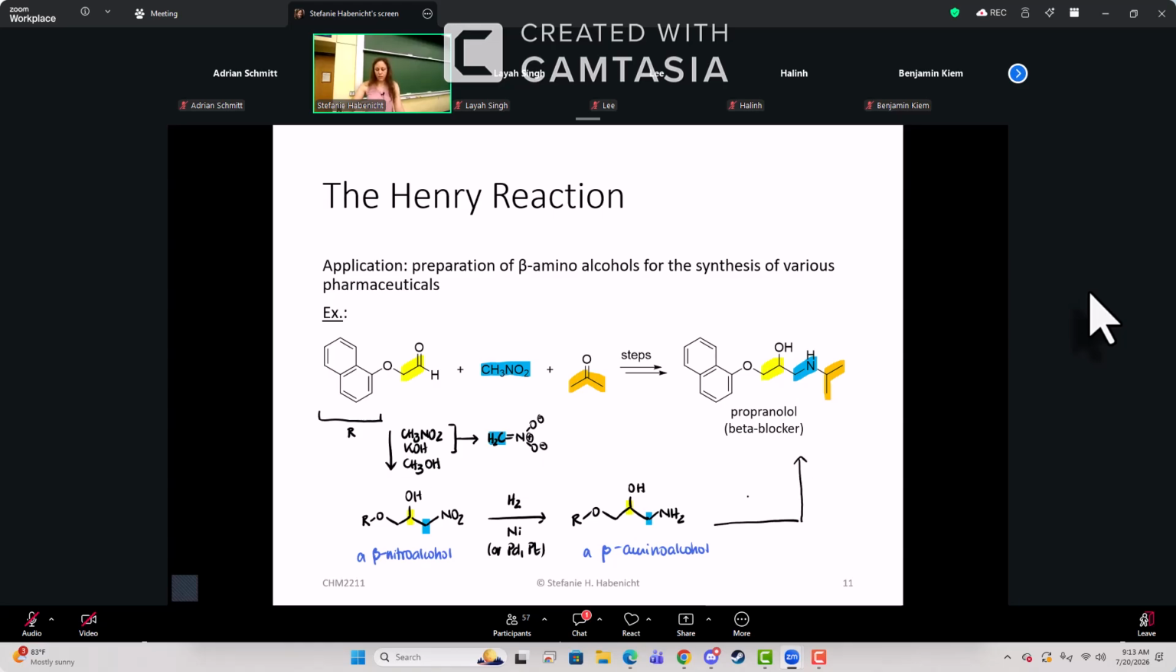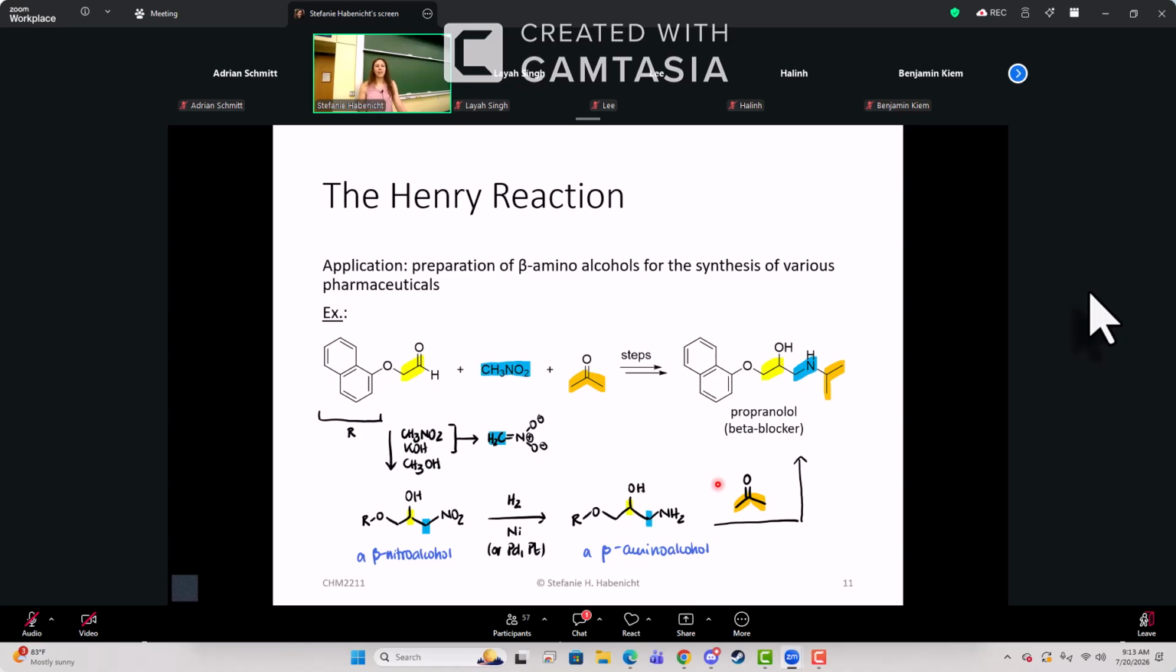And then we can react the amine with acetone. But reacting a primary amine with a ketone doesn't make a CN single bond, right? It makes a CN double bond. It makes an imine. Is there another reagent that you're aware of that we could throw in here that would fix that? And you may not have covered that. Can you think of anything?